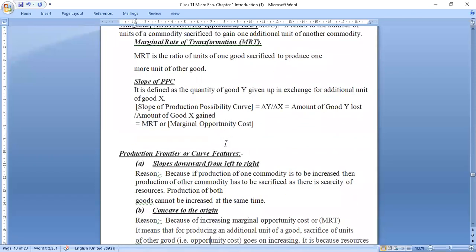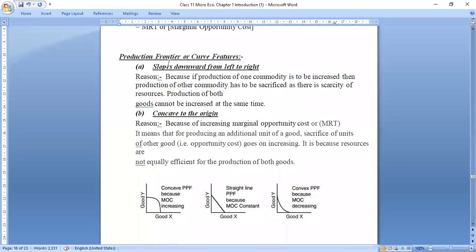So students, after explaining the MOC, there are some features of PPC. Here are two features of PPC. First one is PPC slopes downward from left to right. Slopes means what is the movement of PPC? It always moves downward. Downwards means from top to bottom and from left to right.